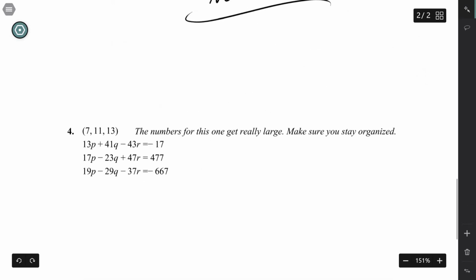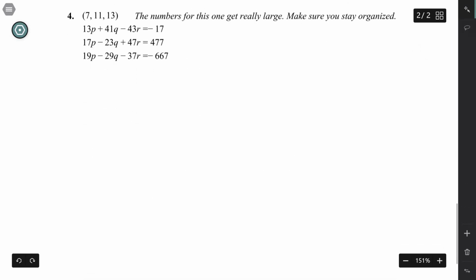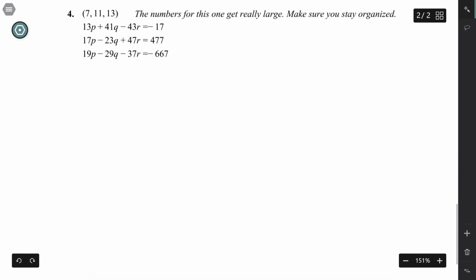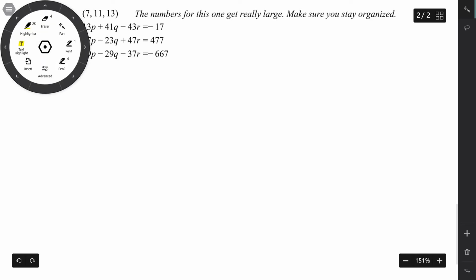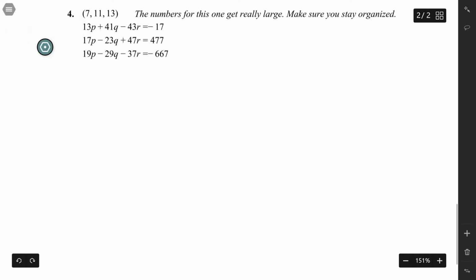Right, let's jump down to the next one here. Oh, that's not wanting to turn off. There we go. All right.